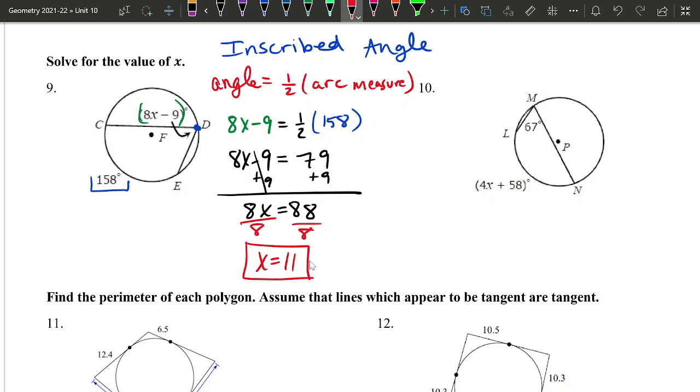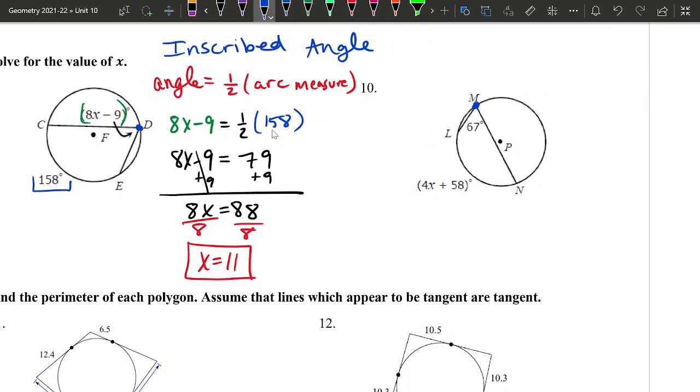So again, you're using this because the vertex of the angle is sitting on the circle. It's not in the middle. It's not in the center of the circle. And the same thing on the next one, number 10. The vertex of the angle is point M, and it's sitting on the circle. So the angle equals half of the arc. And if the angle is 67 degrees, that equals half of the arc, and the arc is this, 4x plus 58.